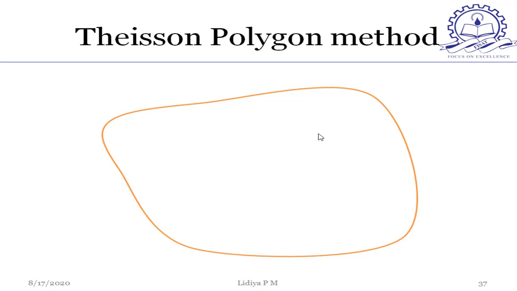Next method is the Thiessen polygon method. Consider this is the area. We have to calculate the average depth of rainfall of this area. Say there are 3 rain gauge stations. These are the 3 rain gauge stations. The first step in this method is to identify the area which is coming under station A. So for that, first join the stations using a triangle. Here there are only three stations, so draw a triangle connecting the 3 stations.